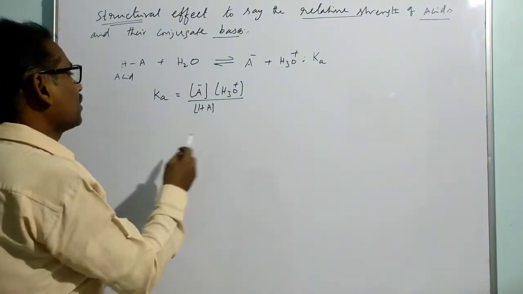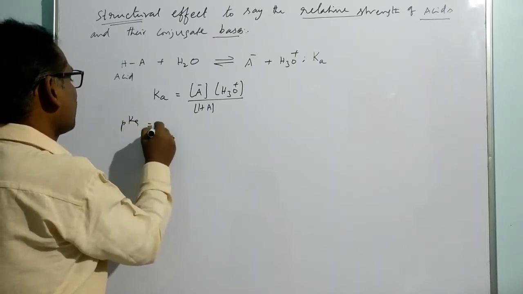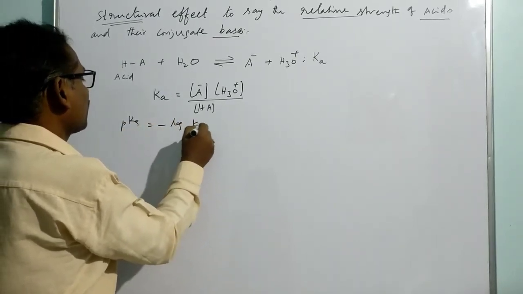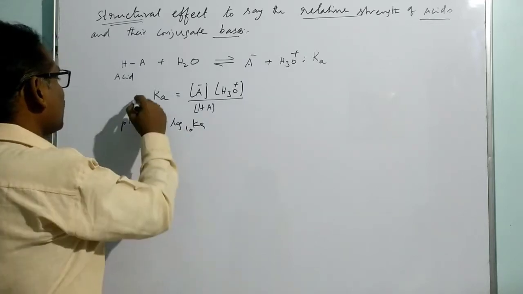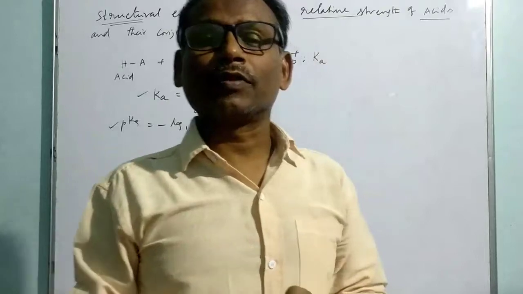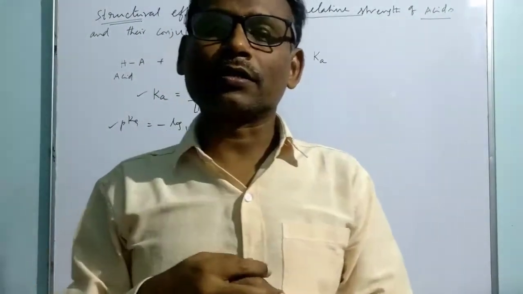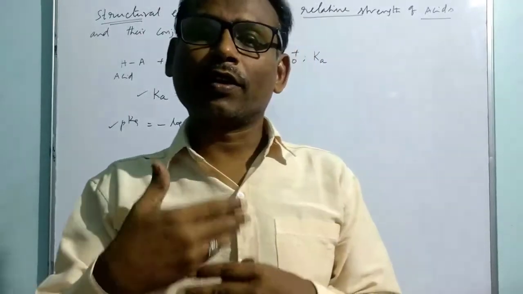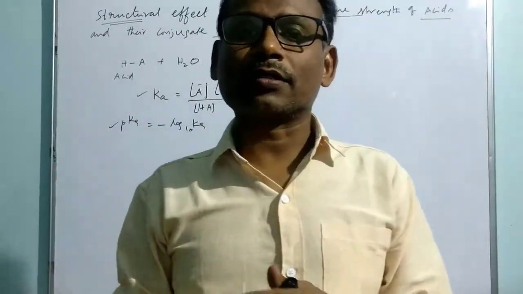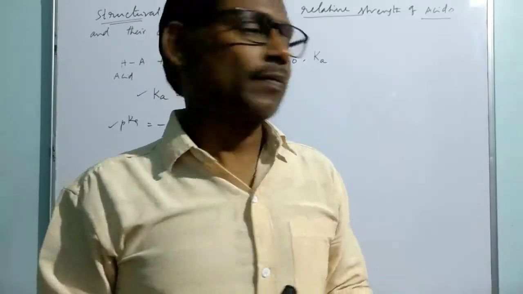And otherwise, pKa value is also used. That means pKa is given by minus log of Ka. So by these two parameters, we say the relative strength of the given substances. The higher the Ka value, the relatively stronger the acid. In other words, the pKa value will be lesser for a stronger acid. Whenever Ka is higher, the pKa will be lesser.